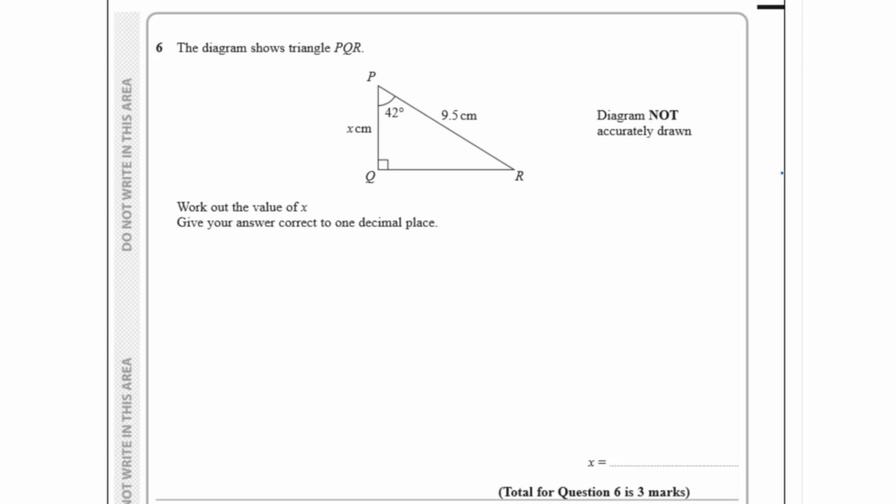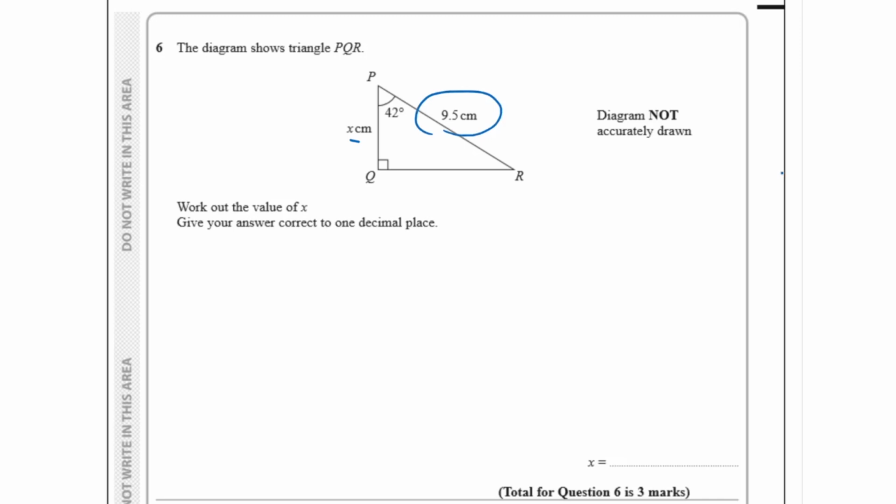The diagram shows a triangle PQR. Work out the value of x. Give your answer correct to one decimal place. We can see that x is adjacent to the angle and that PR, or the hypotenuse, is opposite to the right angle. So we can assume that this is the longest side.